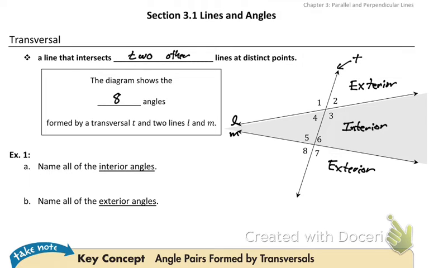All right, so if I had to name all of the interior angles, we just list ones that are in this shaded section that are between those two lines. Those are 4 angles. That's 3, 4, 5, and 6. And remember, be in the habit of putting angle symbols. So I have angle 3, angle 4, angle 5, and angle 6. Naming all 4 exterior angles, that should be 1, 2, 8, and 7. Angle 1, angle 2, angle 7, and angle 8.